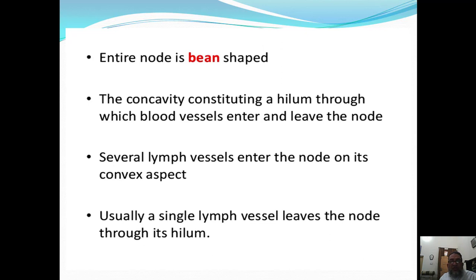Several lymph vessels enter the node on its convex aspect, which is the outer side. They receive the afferent lymphatics at multiple sites. Usually a single lymph vessel leaves the node through its hilum. Efferent lymphatics are usually one, maybe one or more, but many lymphatic vessels which are afferent at the convex side will enter.